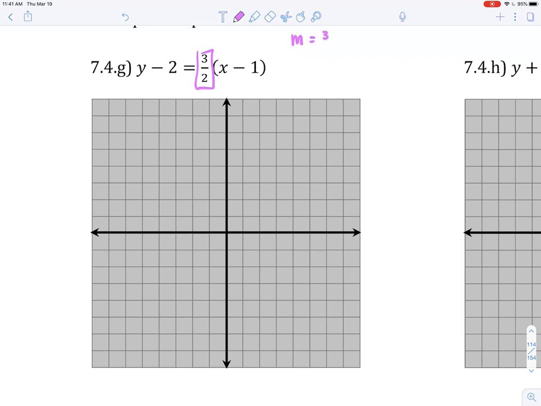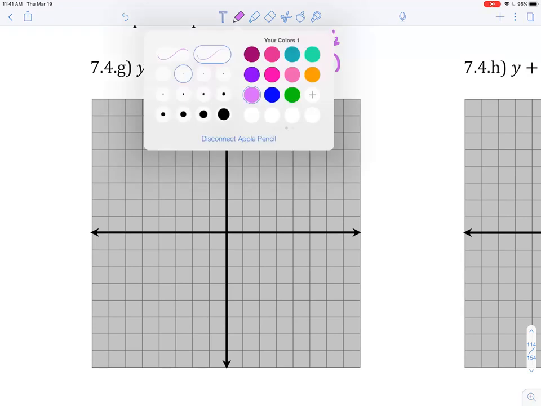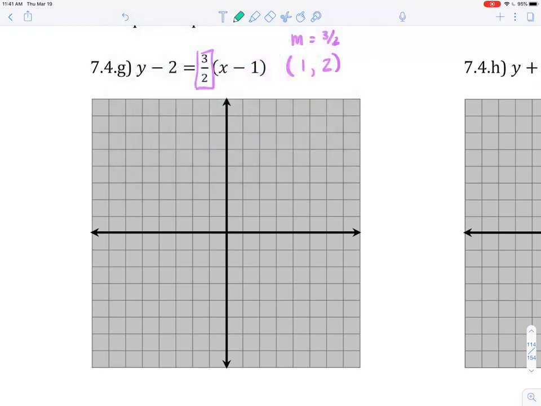Okay, so just for funsies in this first line here, let's just indicate our slope again and our point just so that we have it here. But we really don't need to do that for each question. Just because this is our first one, why the heck not? So our x1, y1 point, our x1 is going to be a positive 1, right? That opposite sign. And our y1 is going to be a positive 2. And we're going to go ahead and start graphing that.